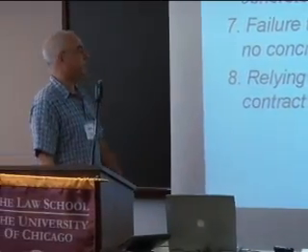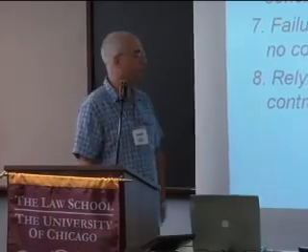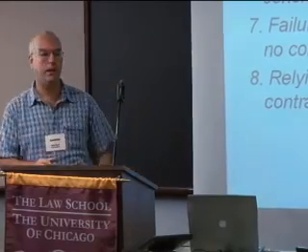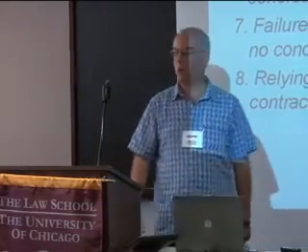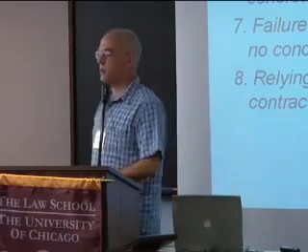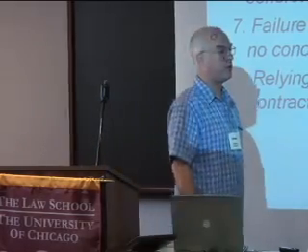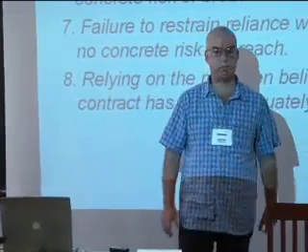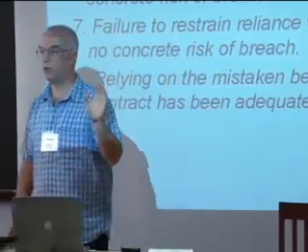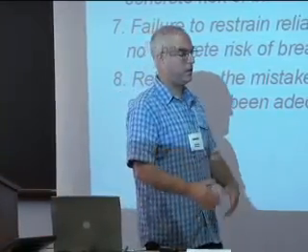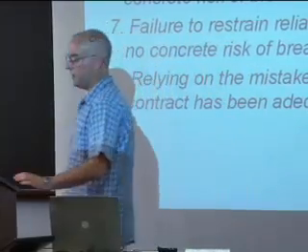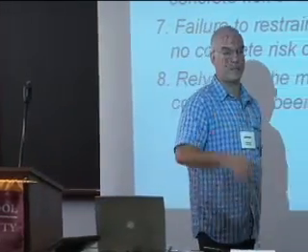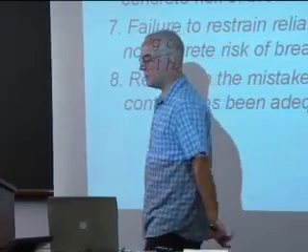The eighth one is relying on the mistaken belief that the contract has been adequately performed. So this is a case in which the contract has been breached. The promisee, as a reasonable person, should suspect that the contract was breached, but nevertheless doesn't take any precautionary measures. So once again, the mitigation of damages probably would not apply, but still, as I said, it could be unreasonable for the promisee to rely on the contract, even though a reasonable person would understand that there is a substantial risk that in fact the contract has been breached.